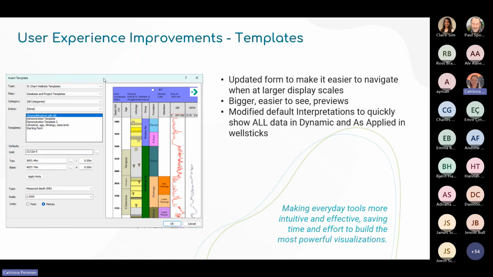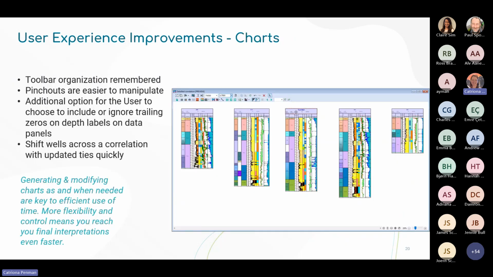And then for the manually made well sticks, where you can choose whether this is the none interpretation, or this is Catriona interpretation, the default is now as applied. So you don't have to worry about choosing an interpretation. You can pick up exactly what the template was using or was saved as.